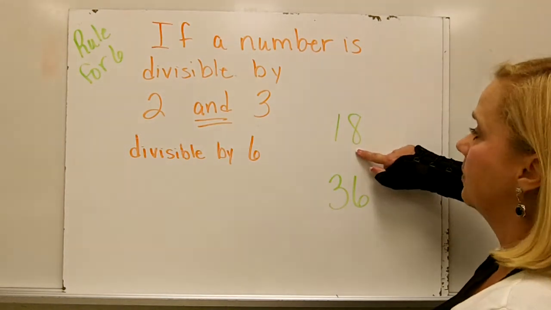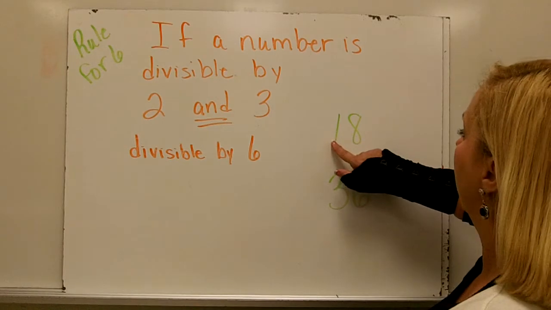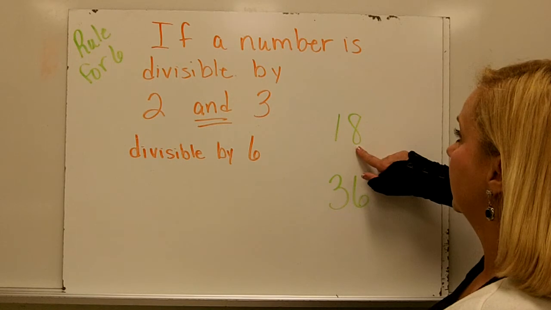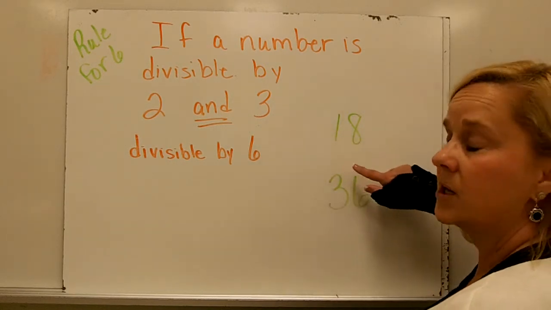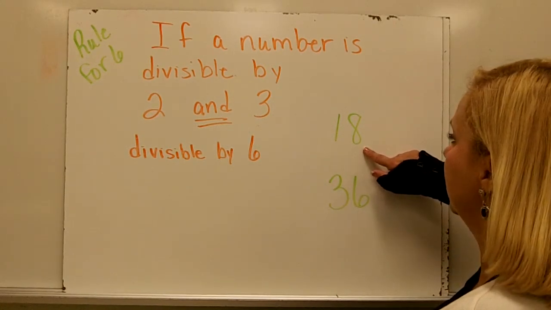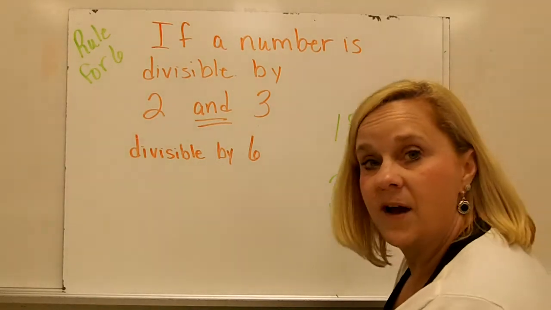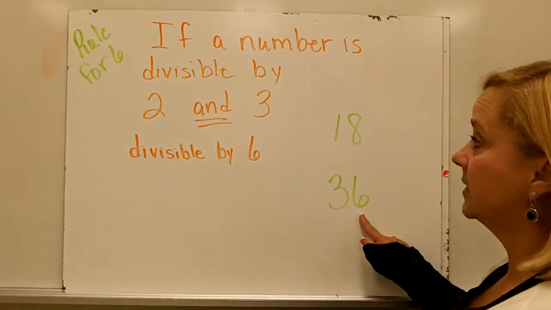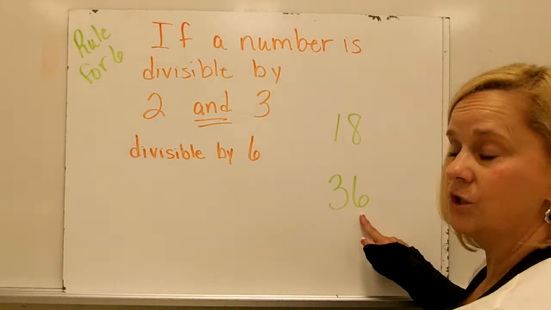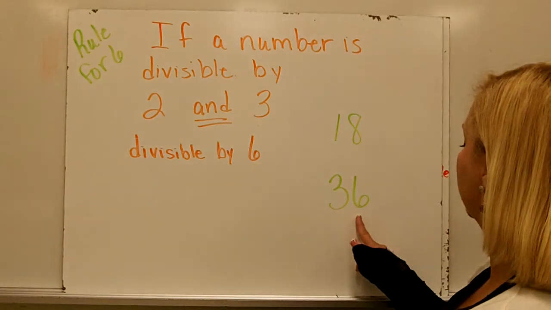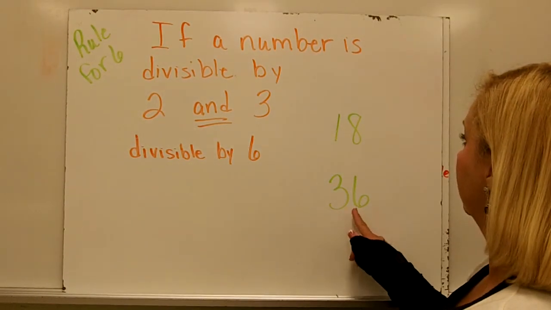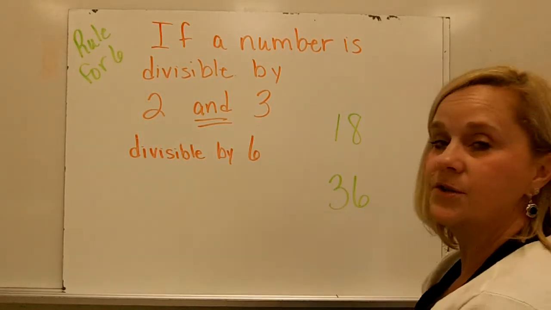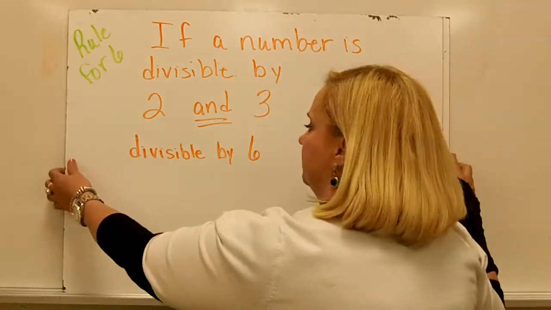So this ends in an even number, so it's divisible by 2. And if I add 1 plus 8, I get my sum of 9. And 9 is divisible by 3, because 9 divided by 3 is 3. So this number 18 is also divisible by 6. Look at my number 36. It ends in an even number, so it's divisible by 2. If I add 3 plus 6, that equals 9. And 9 is divisible by 3, so 36 is also divisible by 6.